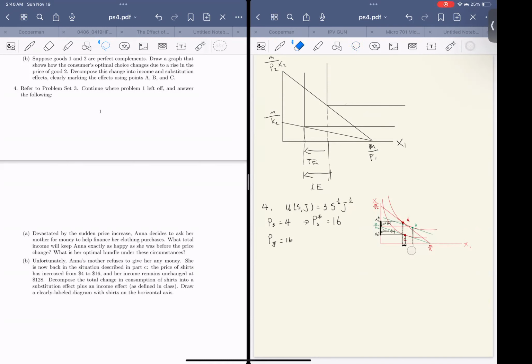Oh, this is shirt. This is jeans. No, no. Shirts increase the price. Okay. Yeah, I have to draw another one. It's fine. It's good. Okay. Let me just draw the graph.